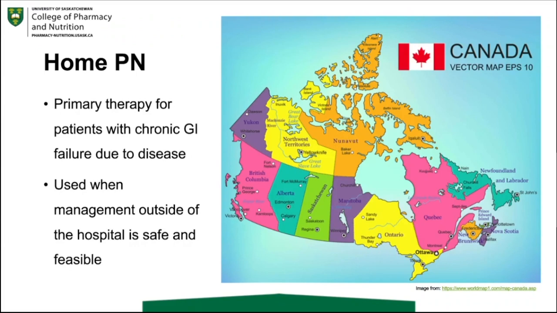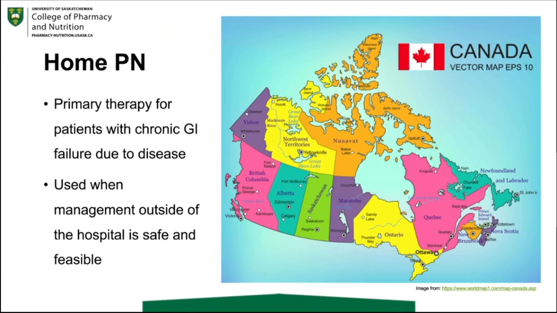It is important to note that individuals can be on PN while living at home. Home PN is used for individuals that no longer have to be hospitalized but still cannot meet all of their nutrition needs from oral or enteral routes. This is the primary therapy for those with chronic GI failure, such as short bowel syndrome.